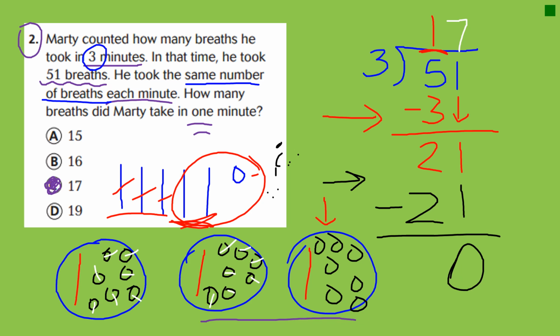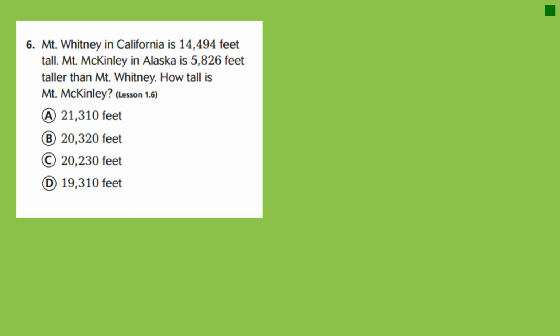All right. This model is why this kind of division works. All right, so we're down here in the spiral review, going all the way back to chapter 1, lesson 6. Okay? All right, let's read it. Mount Whitney in California is, don't forget how to read these big numbers. Look at that comma. That's where you say a word, not a number. So we just go 14,494 feet tall. All right, I'm going to draw that right here.